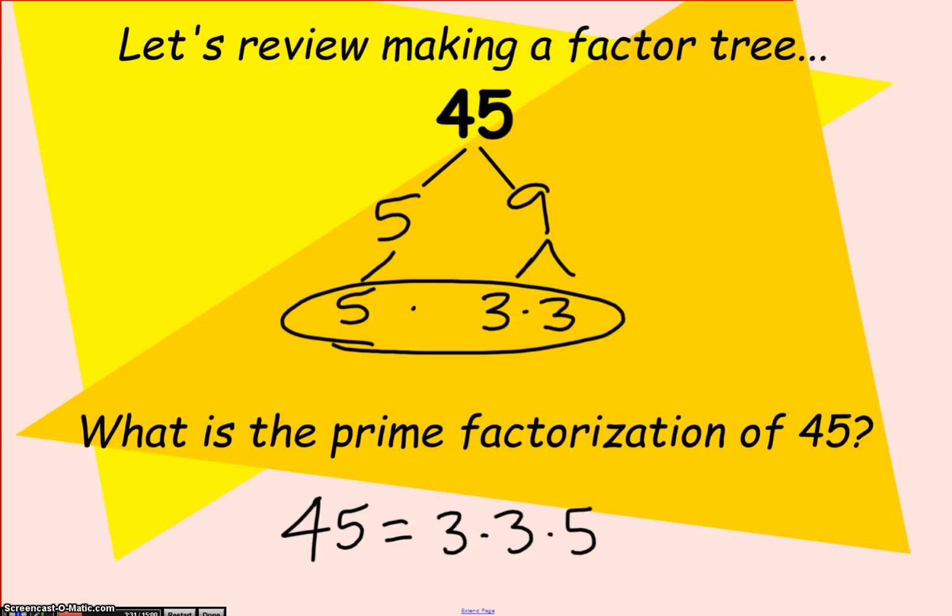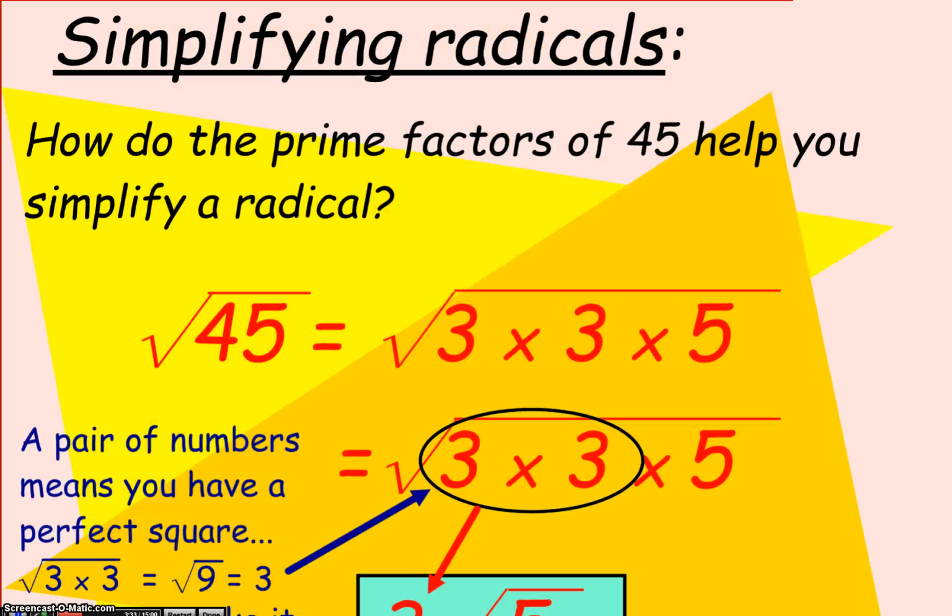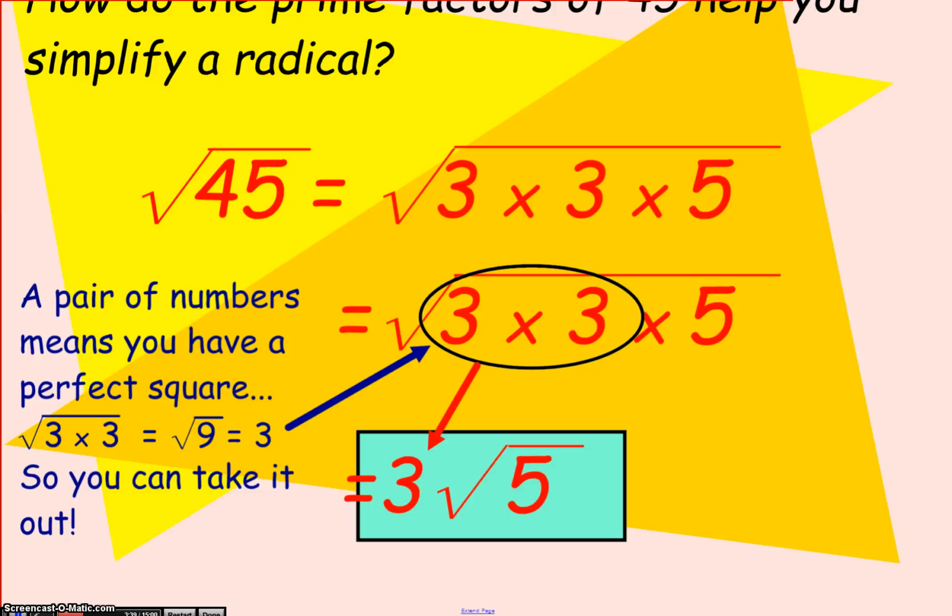So let's see what we're going to do with that. Simplifying radicals. How do the prime factors of 45 help you simplify a radical? When you find the prime factorization of 45 and you take the square root of it, a pair of numbers means you have a perfect square. So the square root of 3 times 3 equals the square root of 9, so that equals 3. So you can just take it out. So the 3 comes out, and your 5 is left underneath the radical.